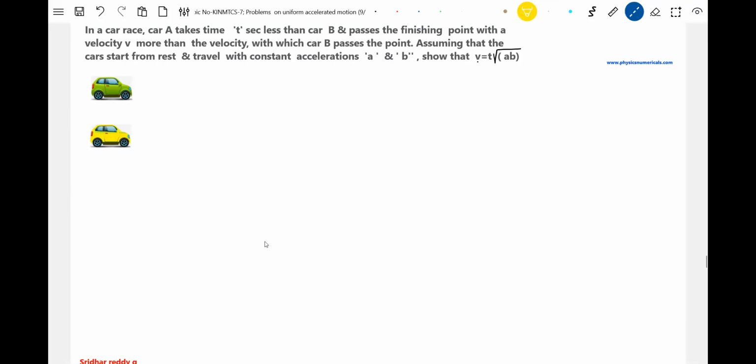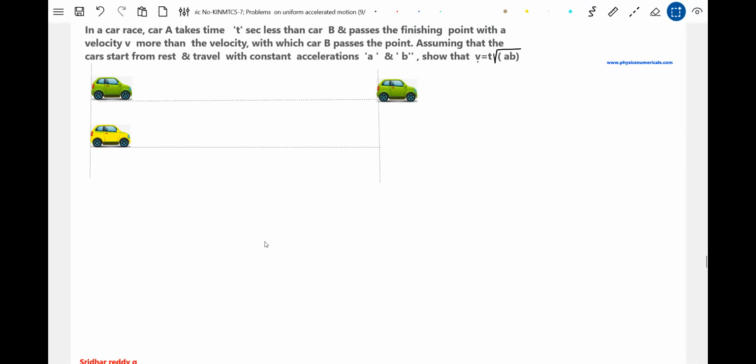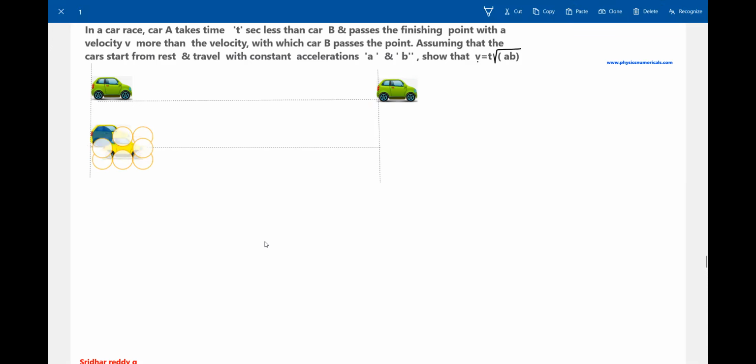Okay, car race. So car race means definitely the starting and end point should be the same. Okay, there's a starting point and this should be the end point. So what will happen here? This car and this car. So some data given, it will end up with less time, more speed, that will write it.